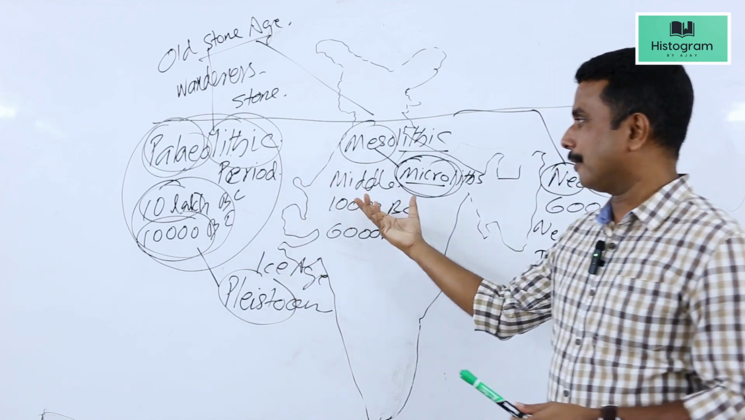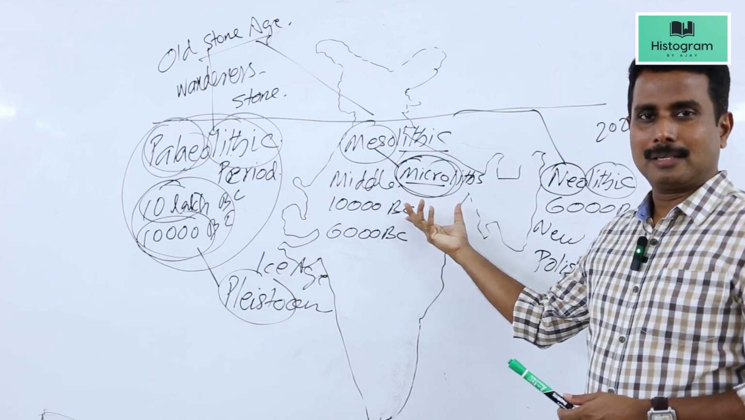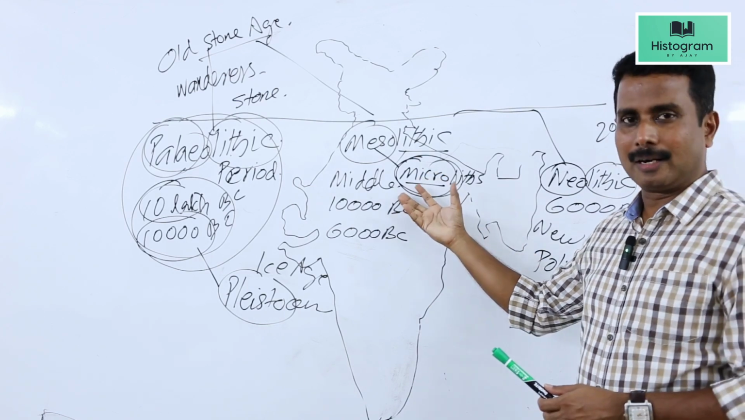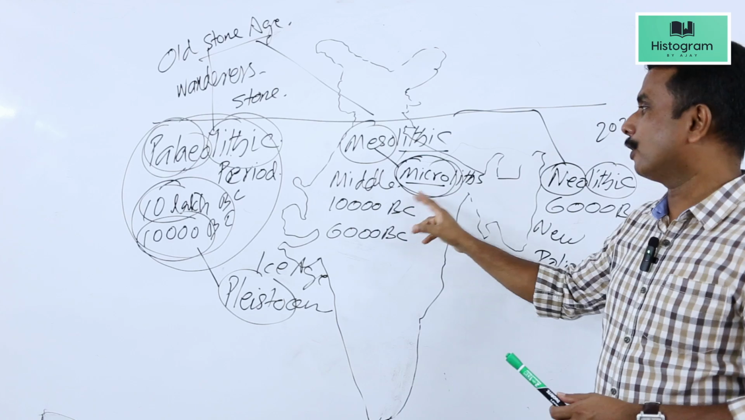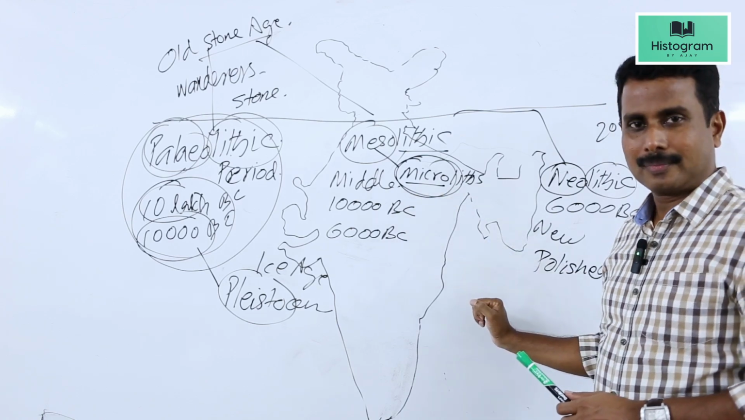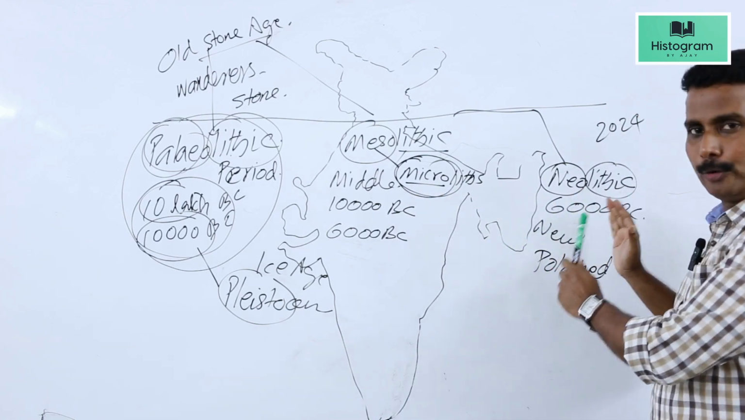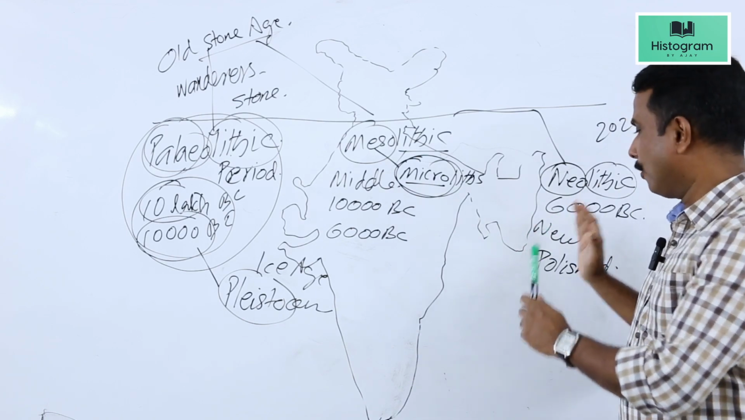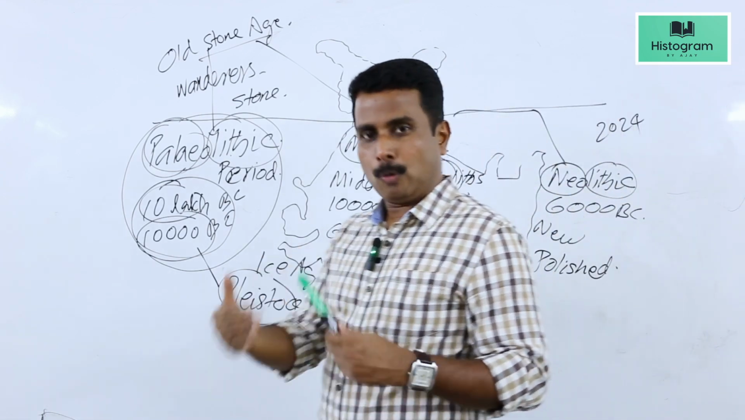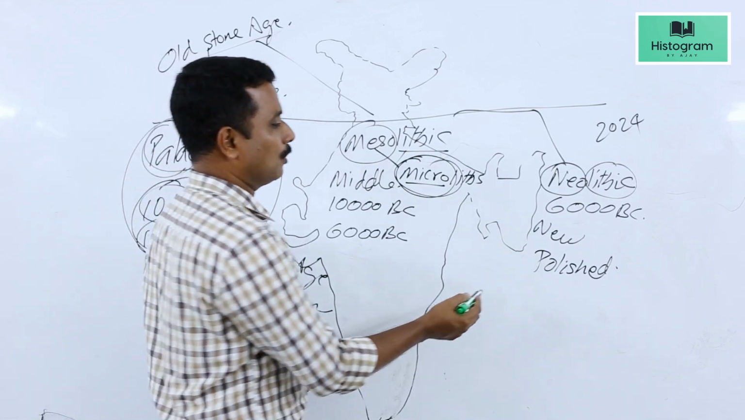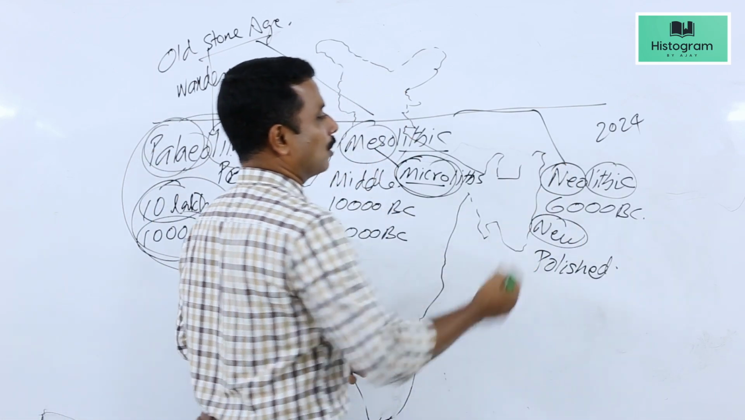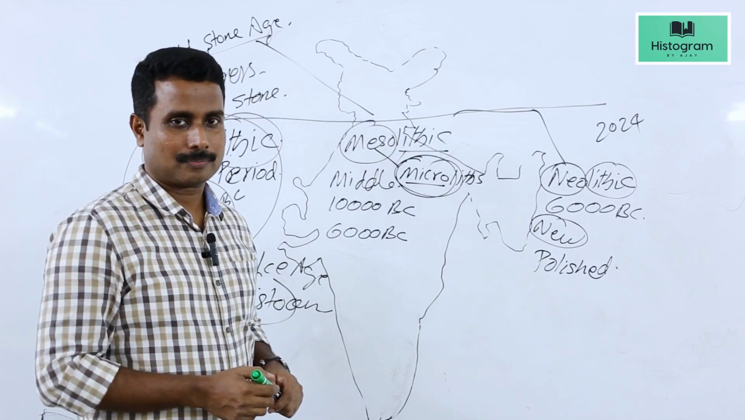The next stage, as we have seen, is the Middle Stone Age. People started polishing their stone tools and implements, but they were small in size, so we call them microliths. The next stage of human evolution was the Neolithic stage, when people started polishing their stone tools and implements very well. So this is known as the New Stone Age or Neolithic stage.